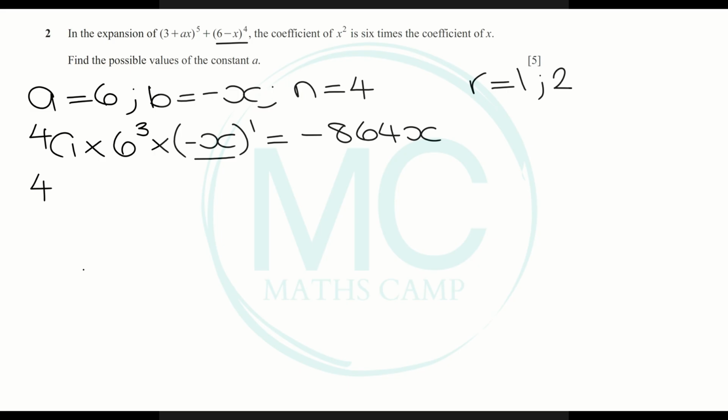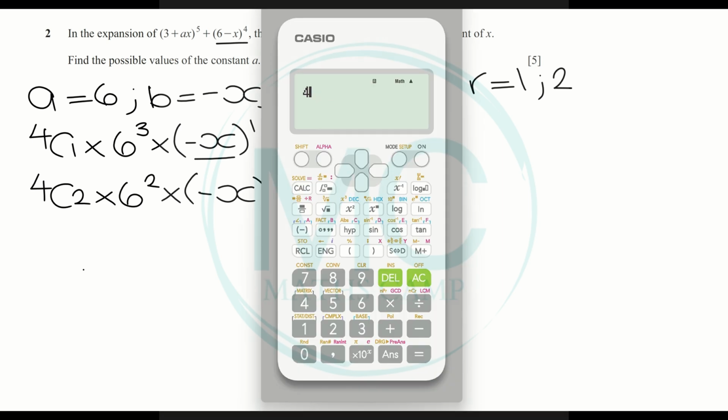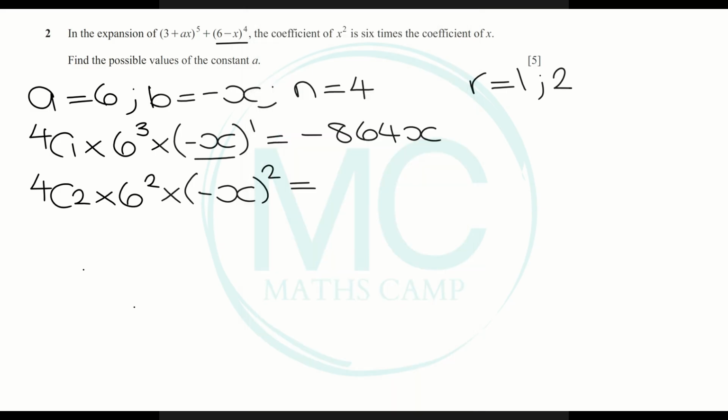Now let's find our square term. We can say 4C2 multiplied by 6 with an exponent of 4 minus 2, which is 2, multiplied by negative x squared. Take your calculator. Let's start with 4C2, multiply this by 6 squared is equal to 216. So now we have 216x squared.